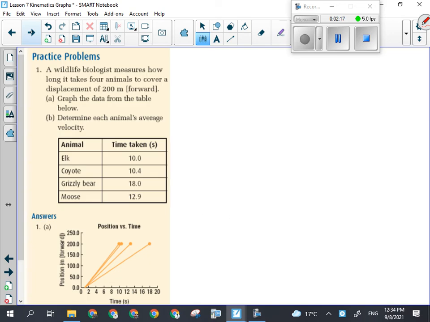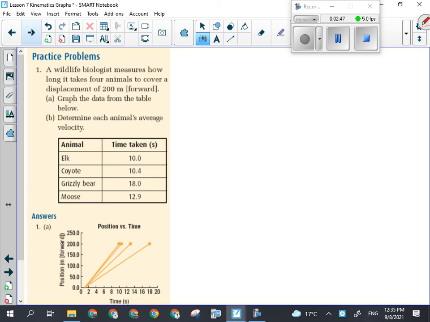Right, so on this question here, we've got a wildlife biologist who measures how long it takes 4 animals to cover a displacement of 200 meters. I have no idea how they run an experiment like this. Last time I checked, you're not getting wild animals to run 200 meters on the track, okay? This has got to be not a very controlled experiment, different landscapes and terrain and stuff like that. All right, so what they've got is that an elk takes 10.0 seconds to run 200 meters.